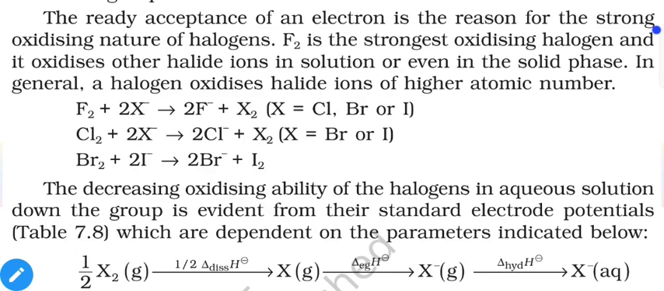it cannot oxidize any of the halide ions. The reaction is mentioned as, for example, F2 with 2X- can produce 2F- and X2, where X is equal to Cl, Br or I, and similar reactions are mentioned for Cl and Br.